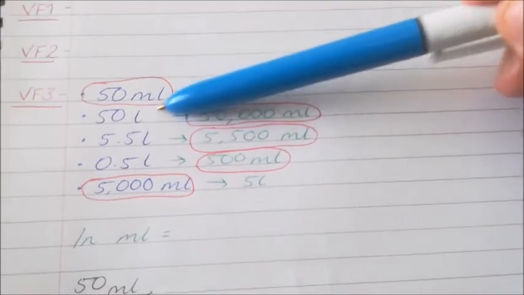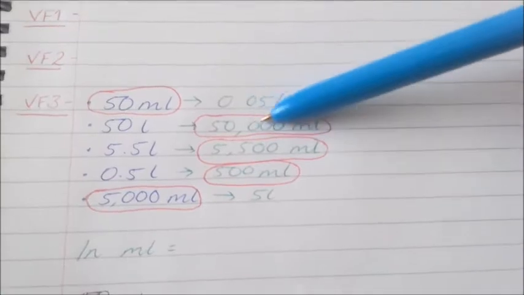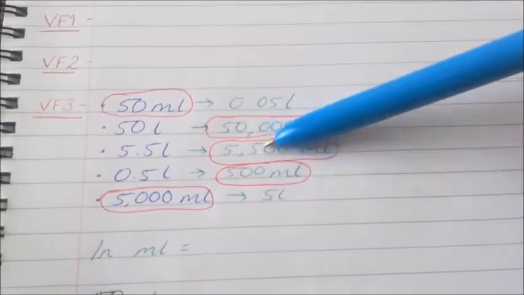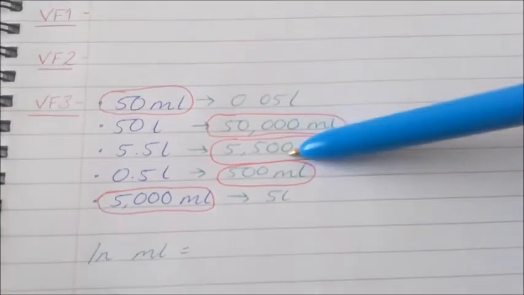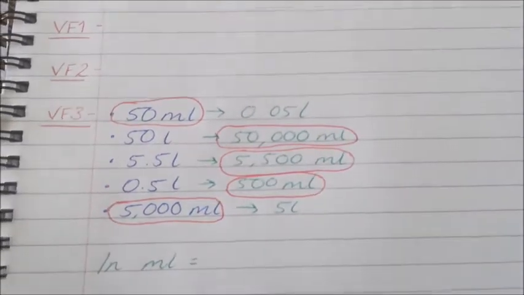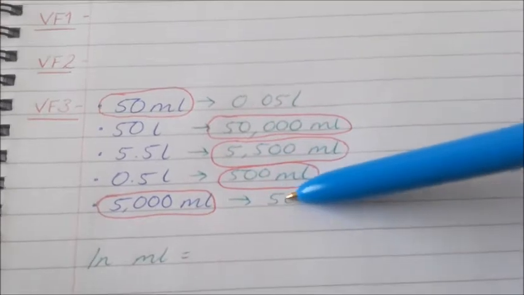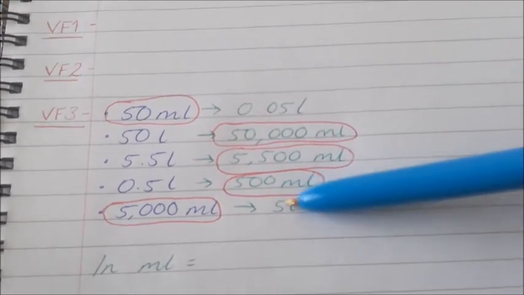We've got 50 litres. How many millilitres is that? We times it by 1,000. That'd be 50,000 millilitres. 5.5 litres. To get from litres to millilitres we need to times by 1,000, so it's 5,500 millilitres. 0.5 litres. So we've got half a litre, and we should know that is 500 millilitres. And we've got 5,000 millilitres being 5 litres.